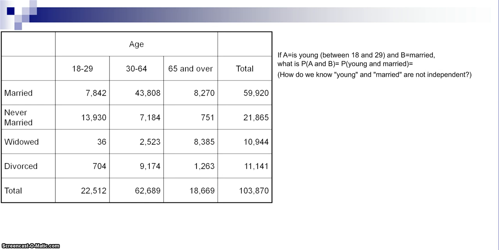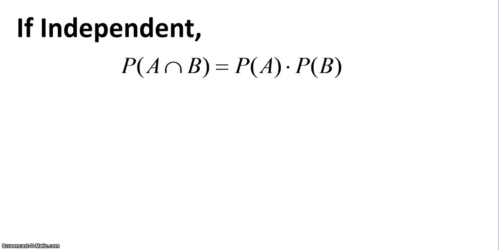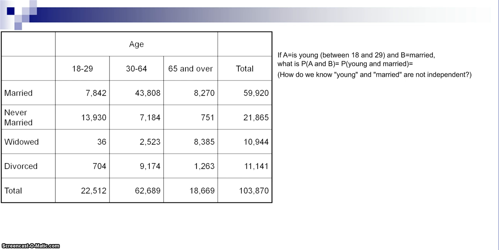So if A is young and B is married, what is the probability that you are both young and married? Okay, how do we know that being young and married are not independent? Well, first off, let's take a look over here. Remember that the probability of being young and married must be equal to the probability of young times the probability of married if they are independent.